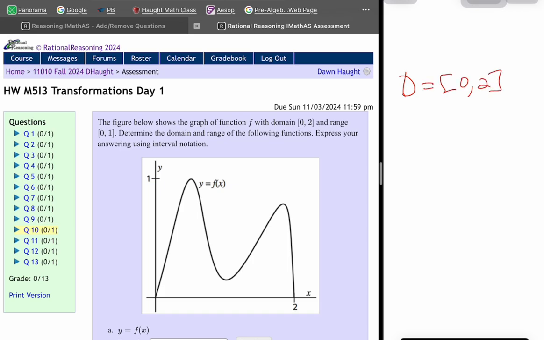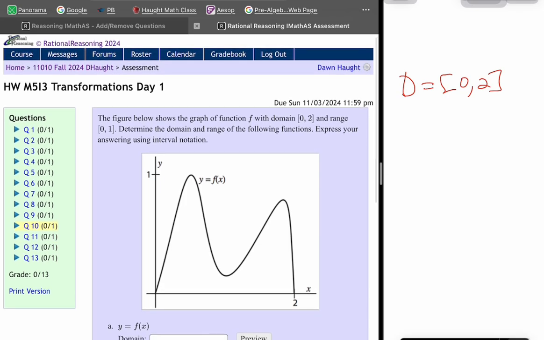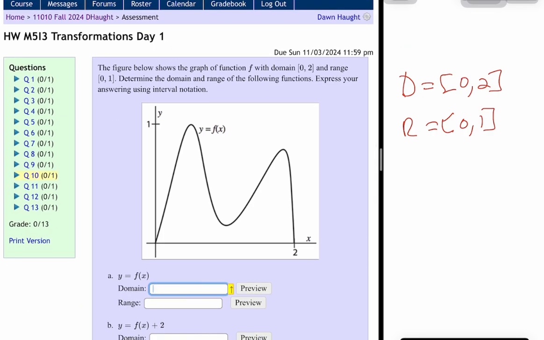See how the x values go from 0 to 2. I can't draw on it, but anyway, and the y values go from 0 to 1. Okay. Now it says to express the following in interval notation. And so part A, they have already given us the answer. It's right there written. The domain in brackets is 0 to 2. And our range is 0 to 1.